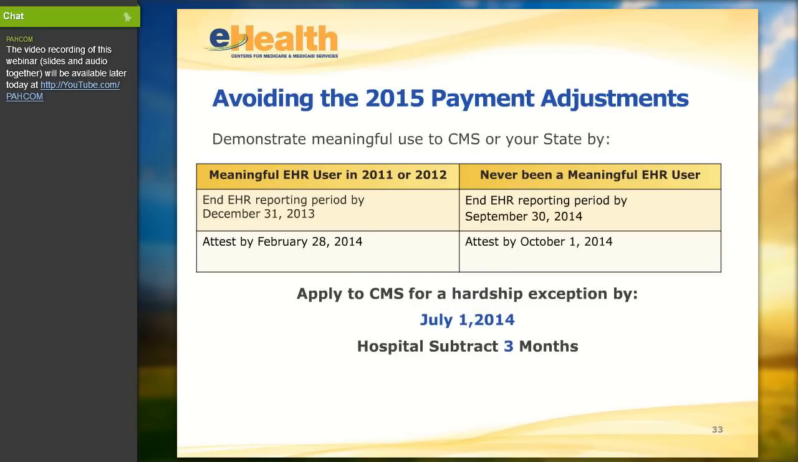If you are applying for a hardship exception, and I'll talk a little bit about how to do that and what those categories are, you as an EP must apply by July 1st of 2014. That process is not open yet. It will be open next month, and we will have more information on our website about how to submit a hardship exception for the payment adjustments, but that is when you would submit by.